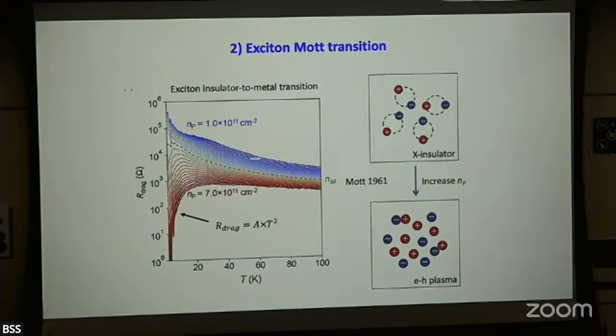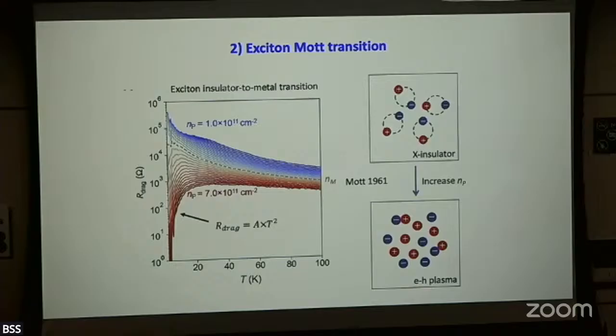So the blue is for low pair density and the red is for large pair density. And you can see that for blue, it's insulating behavior, right? At low temperature, the resistance is bigger. And this is consistent with having bound electron pairs, right? If you try to move only the electron, since the hole cannot flow, you have an open circuit, and that gives you large resistance.